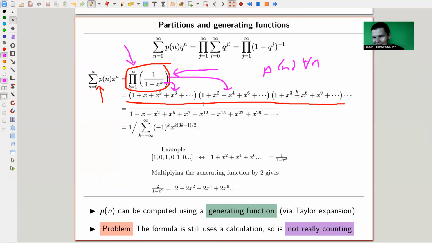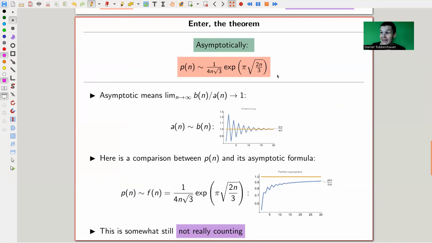But still, it's not really counting. The same problem as before. We want to really count, but we somehow can't really count. We only get a reasonably unexplicit formula. Actually, beautiful unexplicit formula. And here's another beautifully unexplicit formula. It's slightly different. Instead of counting the number explicitly to say, oh, it's 15,012.